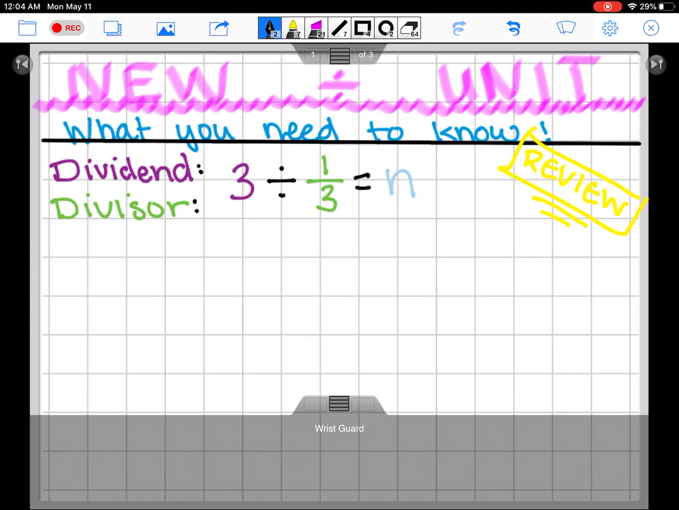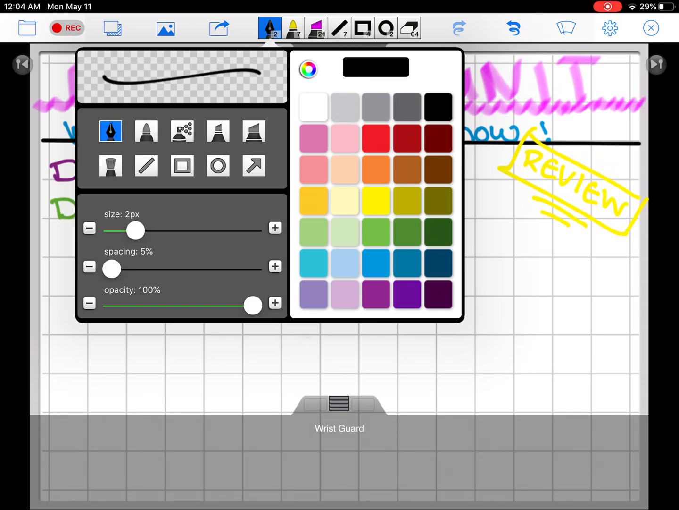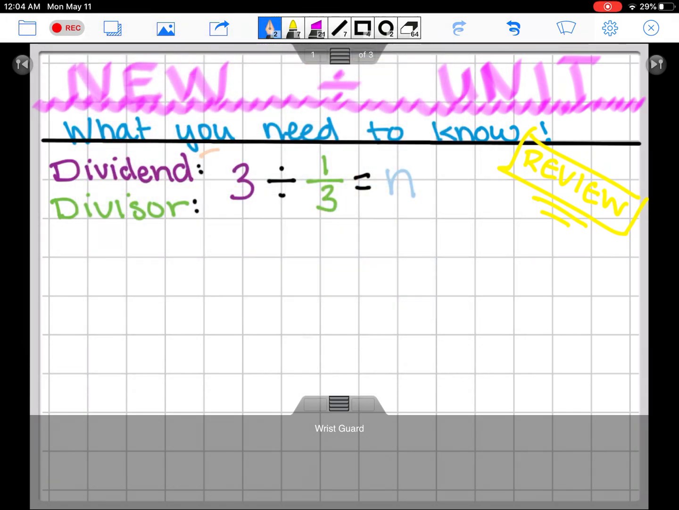Okay guys, so really quickly here, just to keep track of everything that we are doing, we know that we have a dividend and a divisor when we are dividing, and so it's going to be incredibly important that you know which of your numbers is the dividend and which one's the divisor. All right, so this is going to be the same as when we were doing with decimals, but we want to make sure that it is super clear.